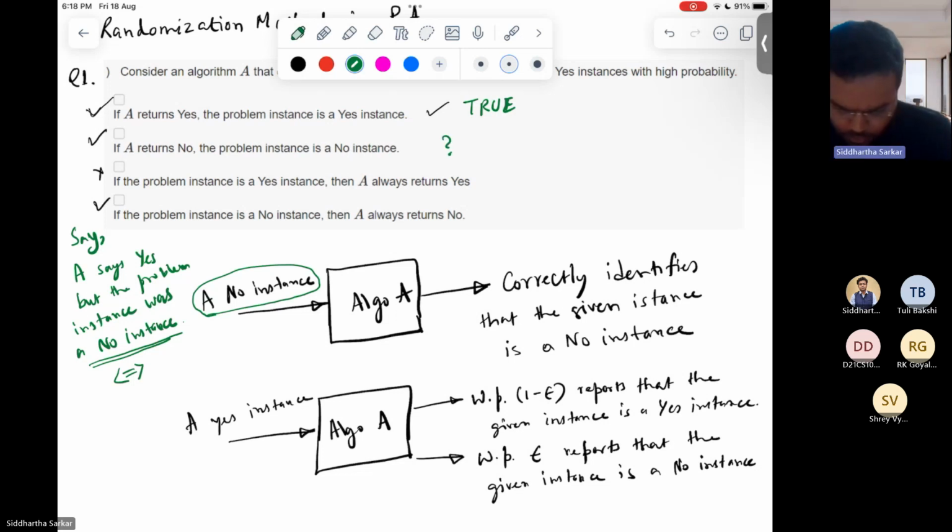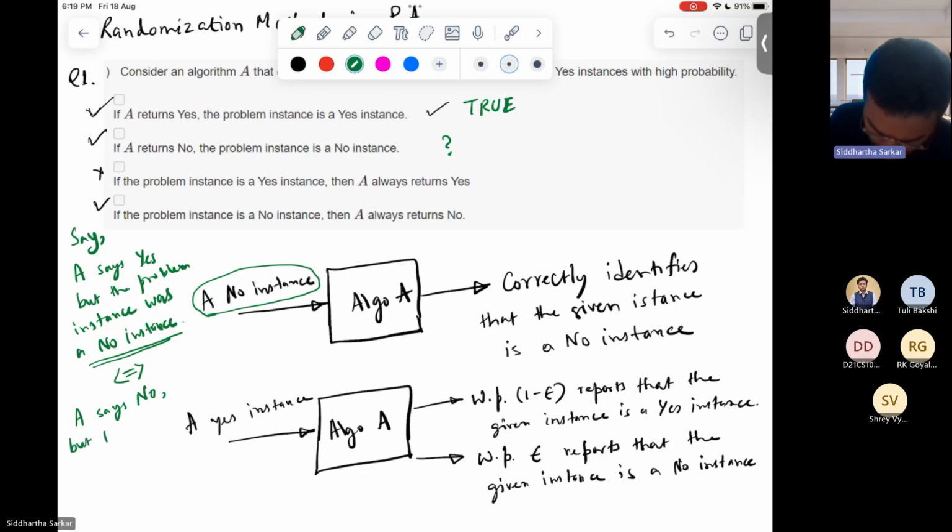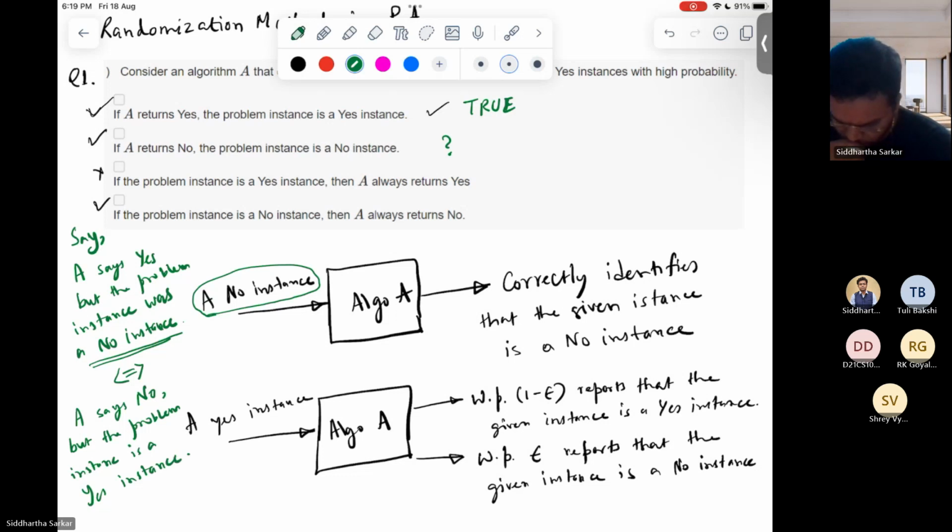So again, the algorithm has returned no. That means that the problem instance is a no instance. So let us say, for the sake of contradiction, that the algorithm says no, but the problem instance is a yes instance. Is that possible? Yes, that is also possible. So we are not able to show any contradiction.